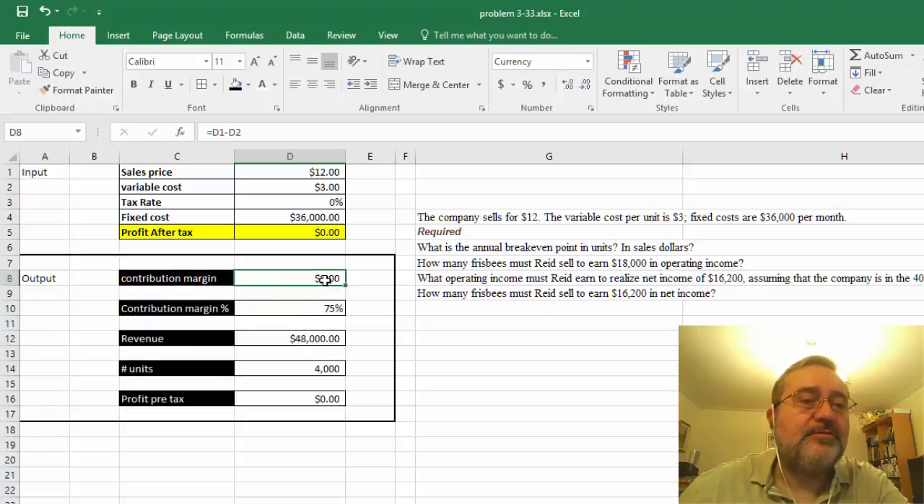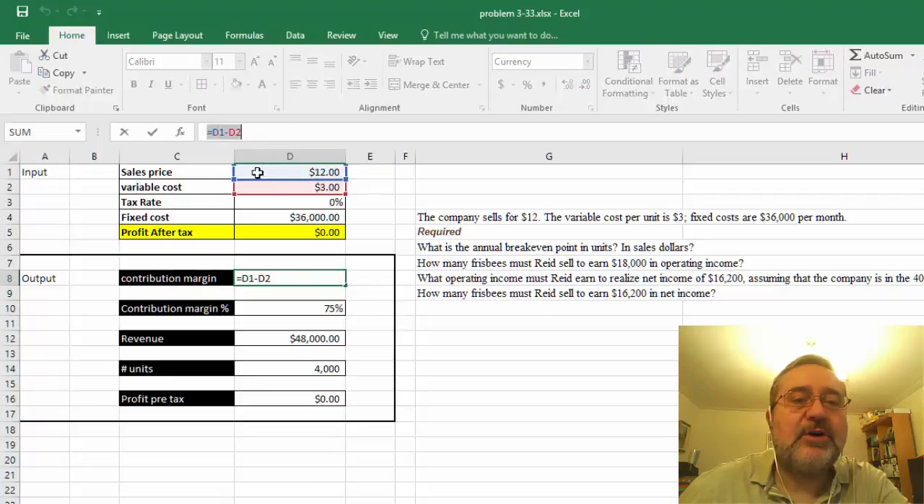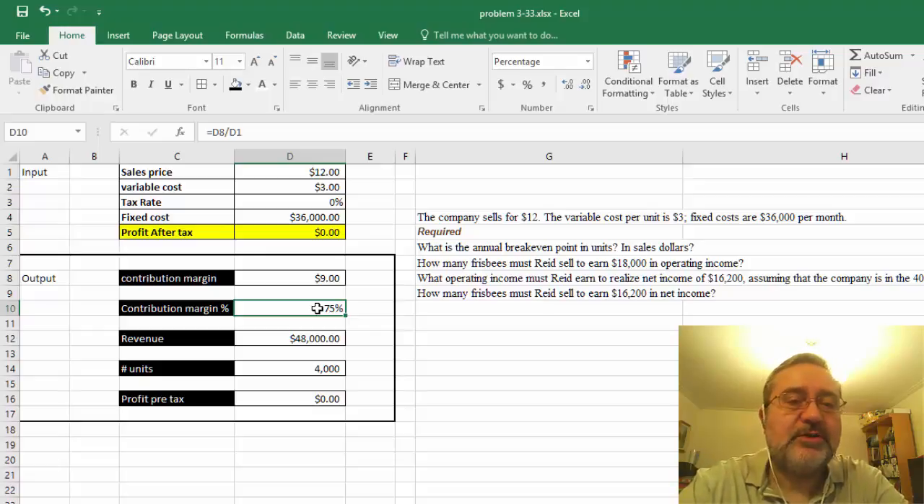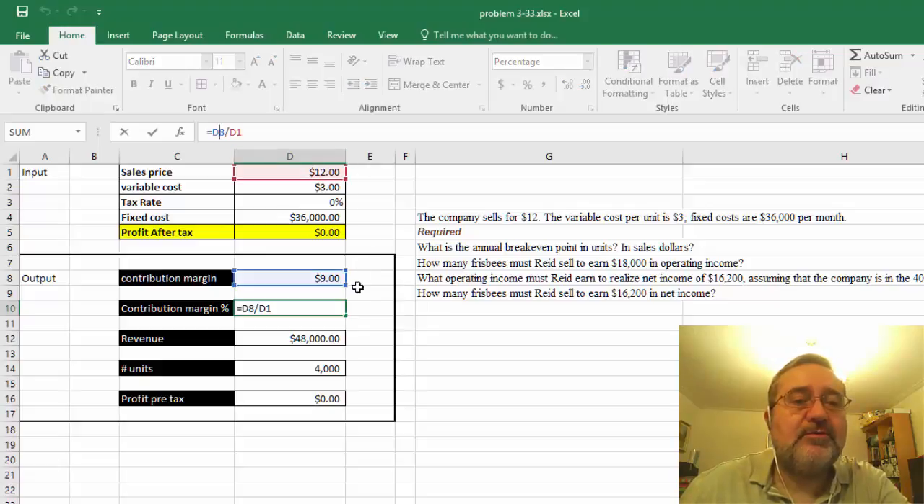So what you see here is the contribution margin. If you look at the model here, the contribution margin equals D1 minus D2. D1 is the sales price, D2 is the variable cost. That is our contribution margin. I also calculated here, many of the problems don't actually require this, but I've added this, the contribution margin percentage. Now we click on our cell here, and what we have is the contribution margin divided by the sales price.